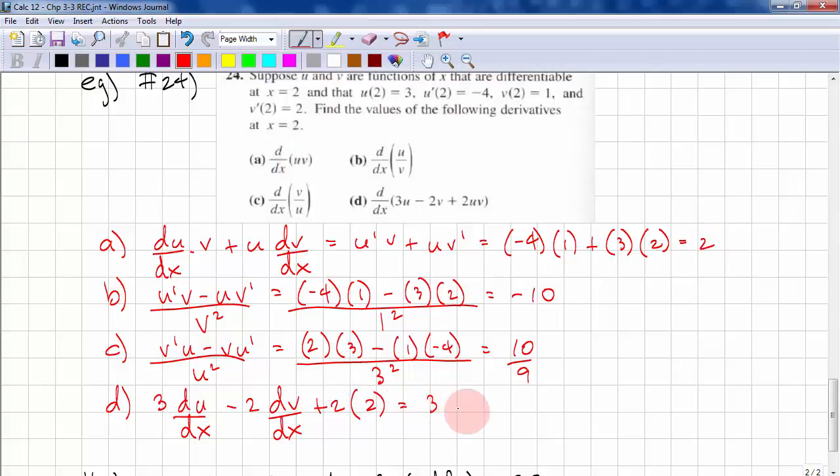So we have 3 times du dx, that's u prime, so -4, minus 2 dv dx, that's v prime, that's 2, and we have plus 4. So we have -12, -4, that's -16, plus 4 is -12. And just make a note from part A. Don't just put in a number, explain where you got it from so people can follow your logic.